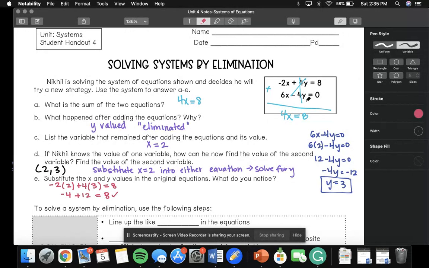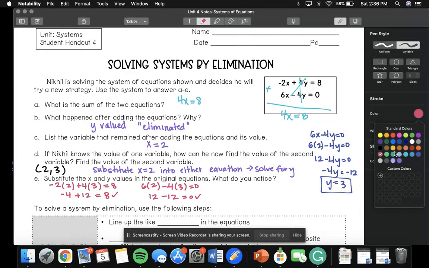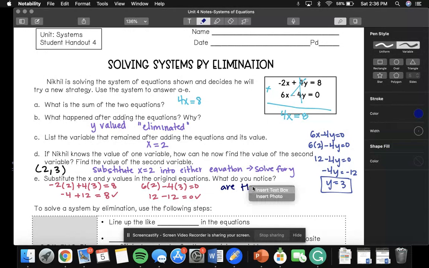The other one is 6x minus 4y equaling 0. 6x, 6 times 2, minus 4y, minus 4 times 3, equaling 0. 6 times 2 is 12. Negative 4 times 3 is negative 12. 12 minus 12 is 0. So when we plugged in this solution, they created two true answers. So they are the solutions.